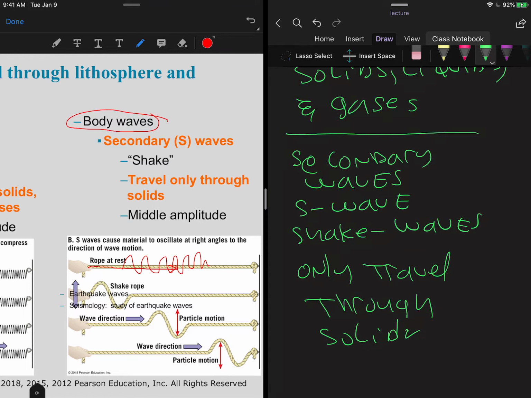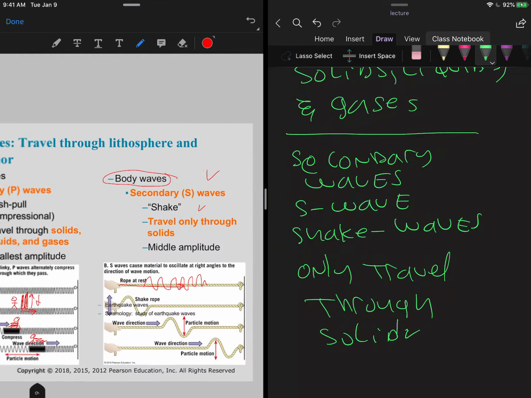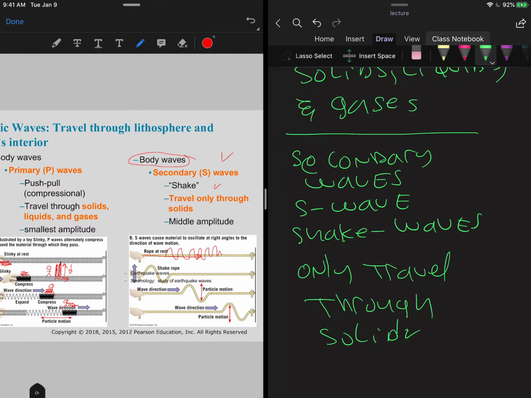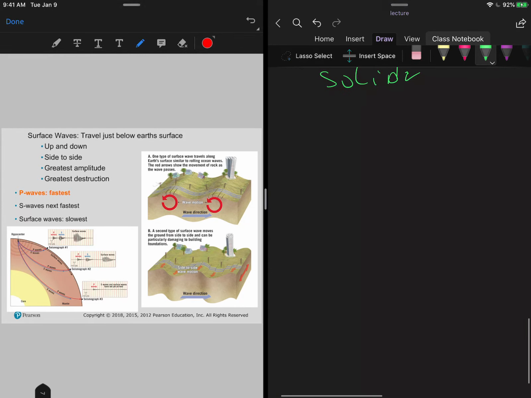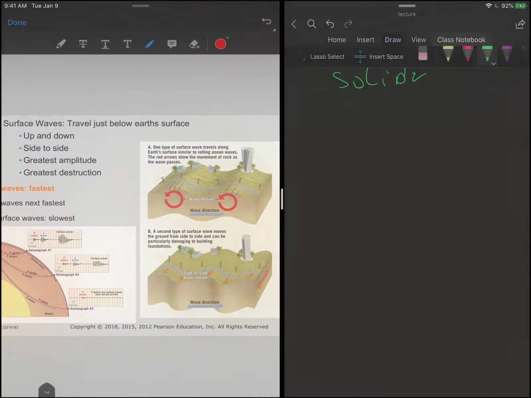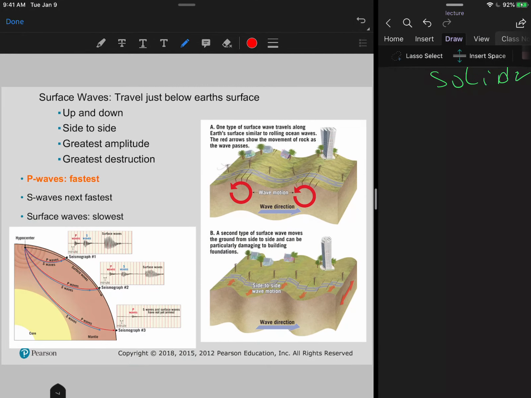I have simulations at the end of the PowerPoint. I highly recommend that you watch the simulations to see the difference between these kinds of waves. So there's another kind of wave. You're not going to be tested on it, but it's still good to know.